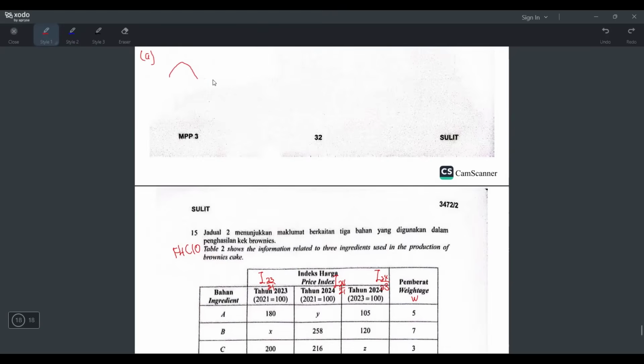So draw a smiley face like this, and then you write down all the years here. Start with the oldest year. So the least recent year is 2021, followed by 23, followed by 24. And then let's say you want to find X. So you will focus on these three numbers. The X is the price index for 23, 21, so it's this one. That's your X. And for 258, that will be 24 based on 21, so that's this line right here. And then the 120 is the 24, 23 like this.